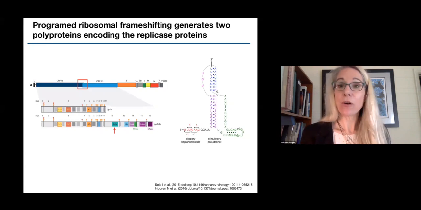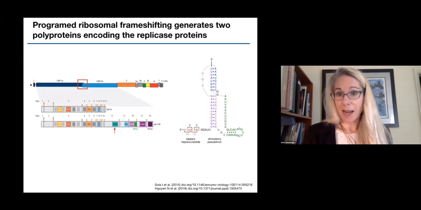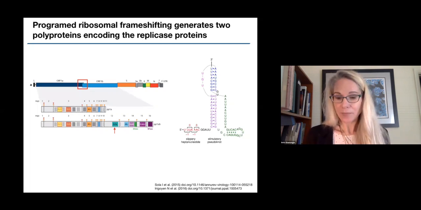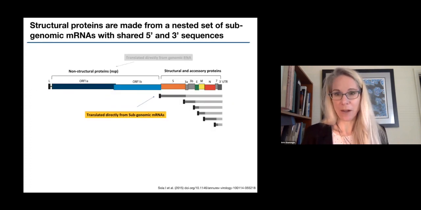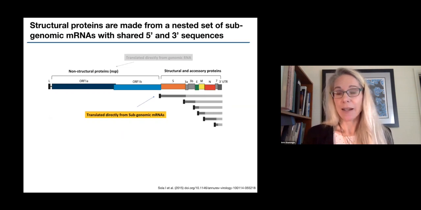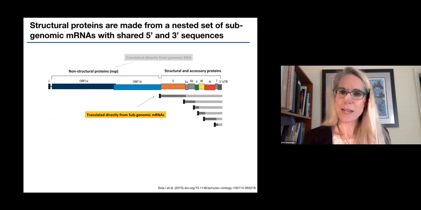All right, so that's how all of the genes that are at the 5' end of the genome are made through a giant polyprotein. That doesn't solve the problem for any of the genes at the 3' end of the genome, which are the structural and the accessory genes that encode those proteins. And so how this happens is actually something that is quite unique to coronaviruses and a very unusual gene expression strategy that involves something called discontinuous transcription.